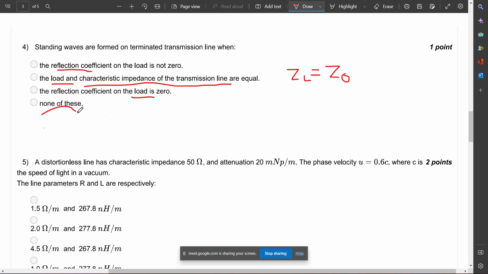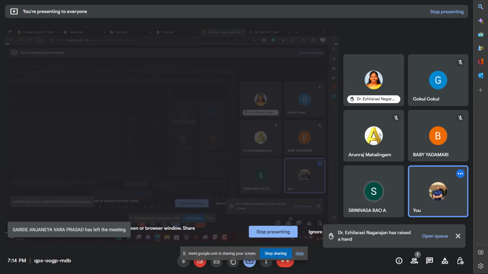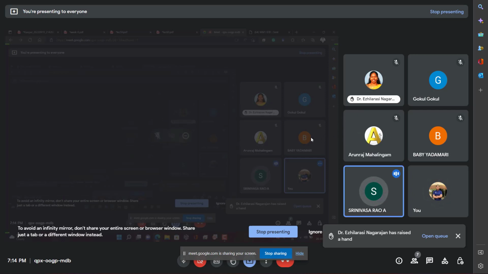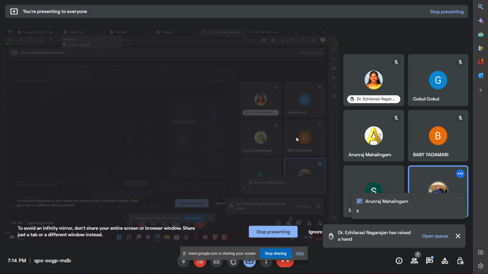Now, can someone tell me what will be the answer? Option B. Second option. You have to say one by one. Okay, go ahead. Whenever the load impedance is equal to the characteristic impedance, then there will be formation of the standing wave. Okay. Why do you think that is the answer?